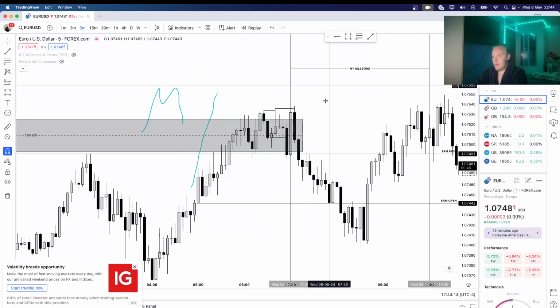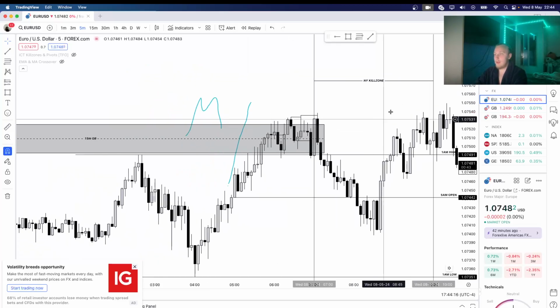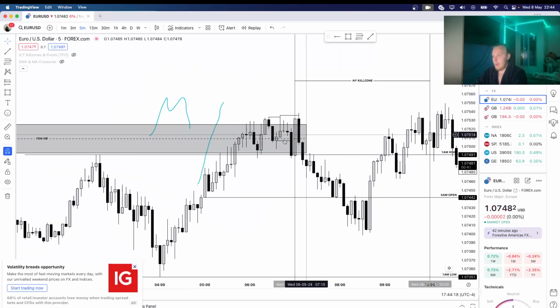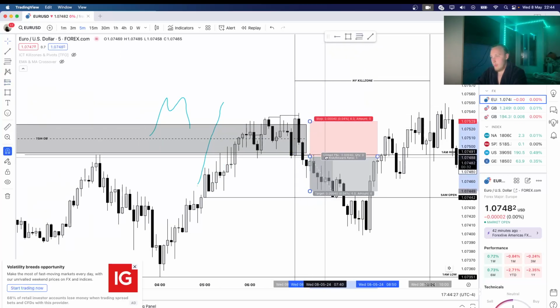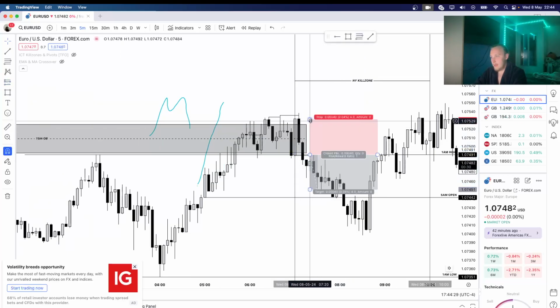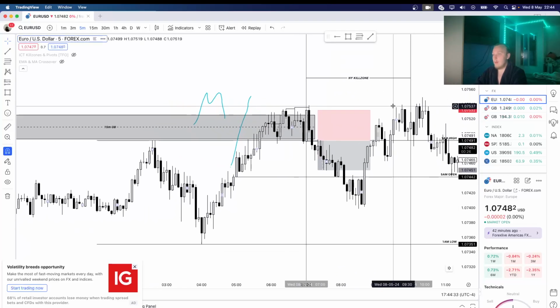So this sweep happens during New York kill zone. It's more relevant to us now. So where's our change in state of delivery? Right here. Okay, where can we enter? On the change in state of delivery. What happens? Price taps us in perfectly. Where can we put our stop? There. Bang.